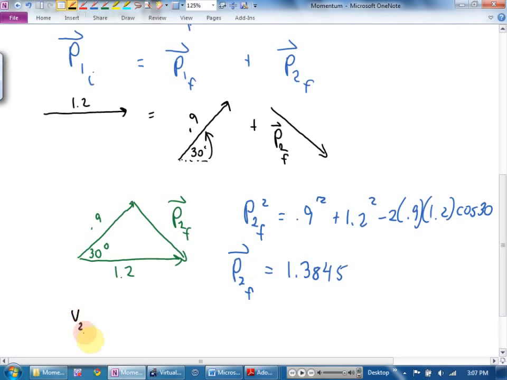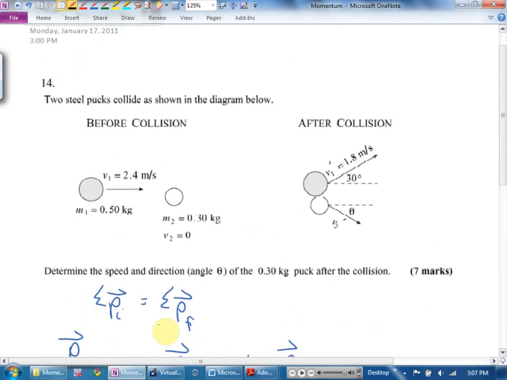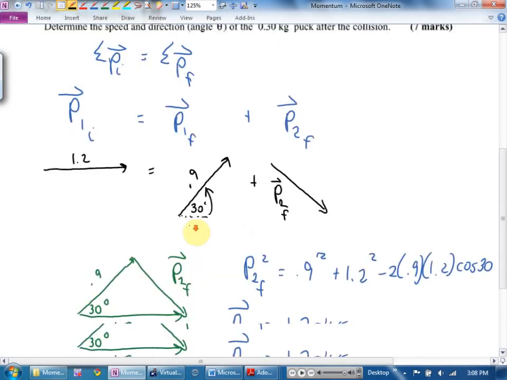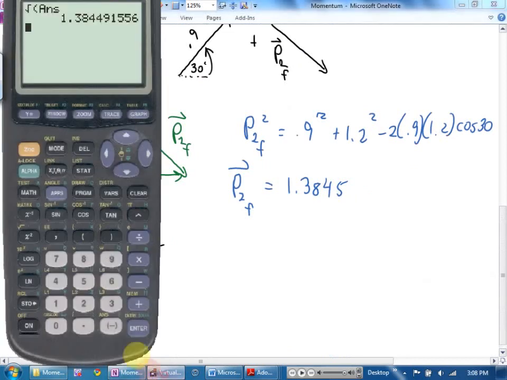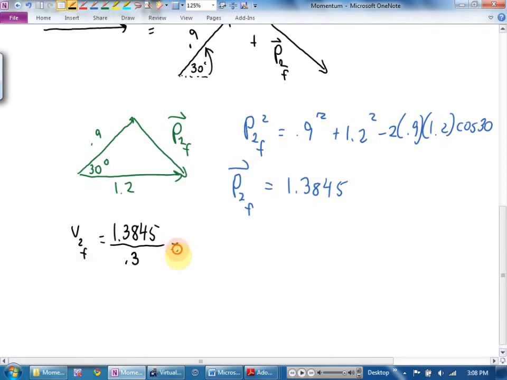Velocity 2 final is going to be 1.3845 all divided by, is that a 0.3? Yeah. All divided by 0.3. I get a velocity of 4.6 meters per second. And then I need the direction.